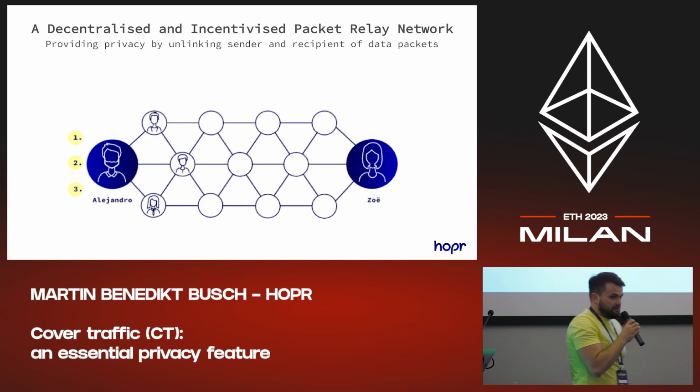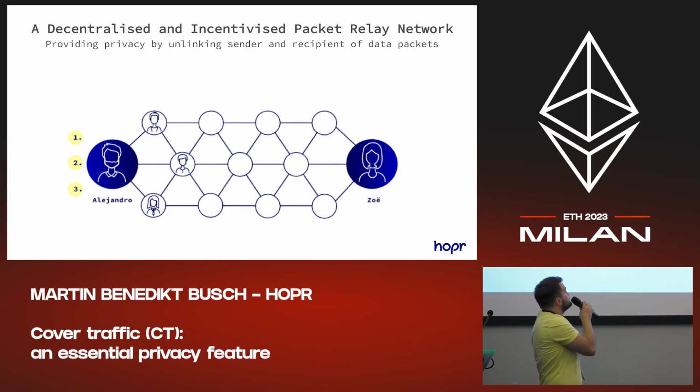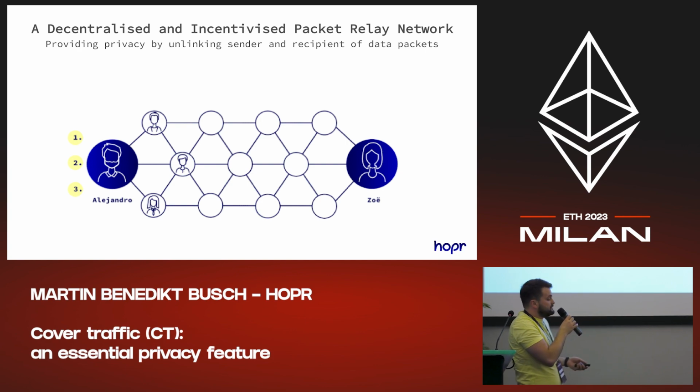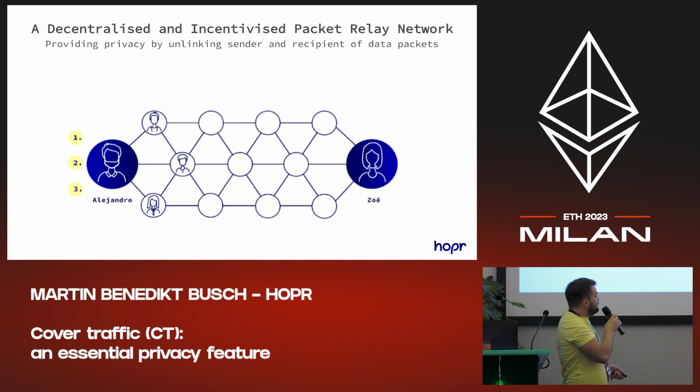How do we do it? Let me first go through some of the privacy features that enable this at HOPR. Like I said, we build a decentralized and incentivized packet relay network, and one of the features is that we route all your data through multiple hops. In this example, Alejandro gets data and sends it to Zoe, and only Zoe and Alejandro will know who is the sender and recipient of the data or what is the content of the data, and nobody else.